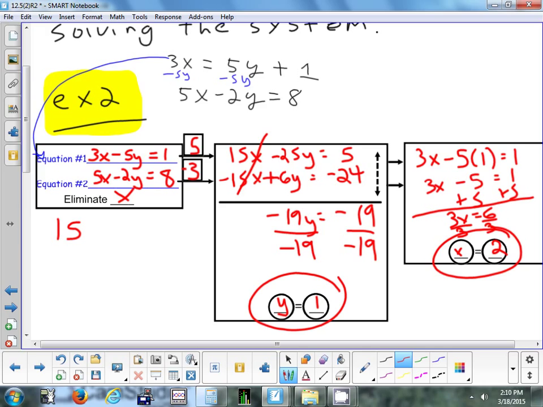So listen, I multiplied the 3 and the 5 together to get 15. That told me that's the number they have in common. In this box, I have to put numbers that when I multiply by the x's, the number will be 15. That's why I chose 5. 5 times 3 is 15. That's why I chose negative 3. Negative 3 times 5 is 15. Same letter, same number, different signs. That's the key. That's what we're looking for.